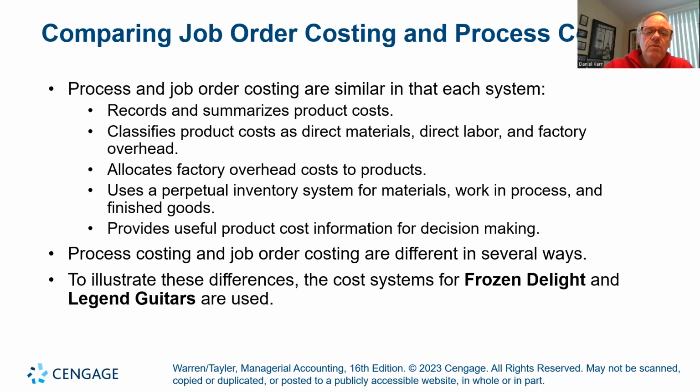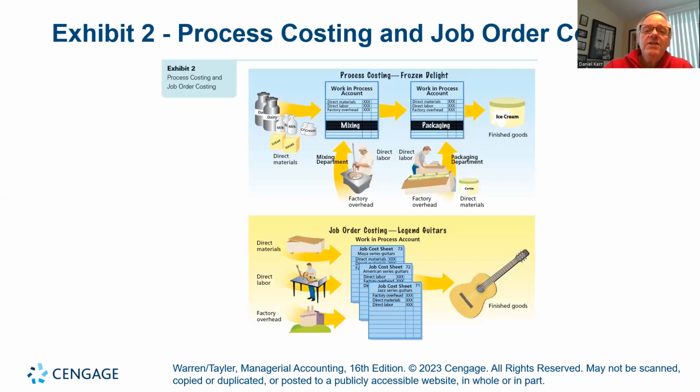So for job order costing, we've already been through Legend Guitars. Now we're going to introduce a company that manufactures ice cream called Frozen Delight. So here is by way of a picture. Every picture tells a story. A picture speaks with 1,000 words. On the bottom there, you see the job order costing where we had work in process accounts and we had individual jobs.